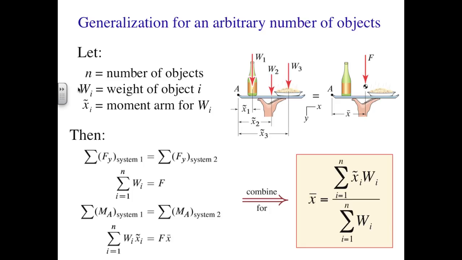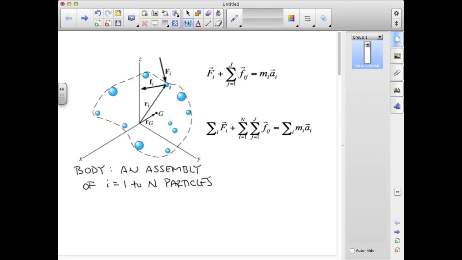To see the importance of center of gravity or center of mass, consider the following. Newton's second law applies to particles. What happens when we consider a body? Here we have modeled a body as an assembly of n particles. If you like, you can think of a body as an assembly of atoms, so n would be very large.